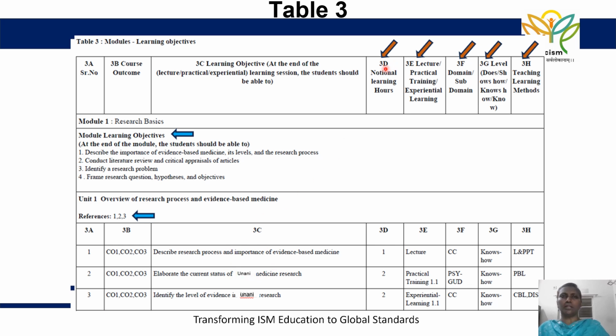The column 3D denotes the notional learning hours. 3E denotes whether the class is lecture, practical, or experiential learning. 3F denotes the domains where the classes belong to. 3G denotes the level of learning. And finally, the column 3H suggests a few teaching learning methods for that unit.